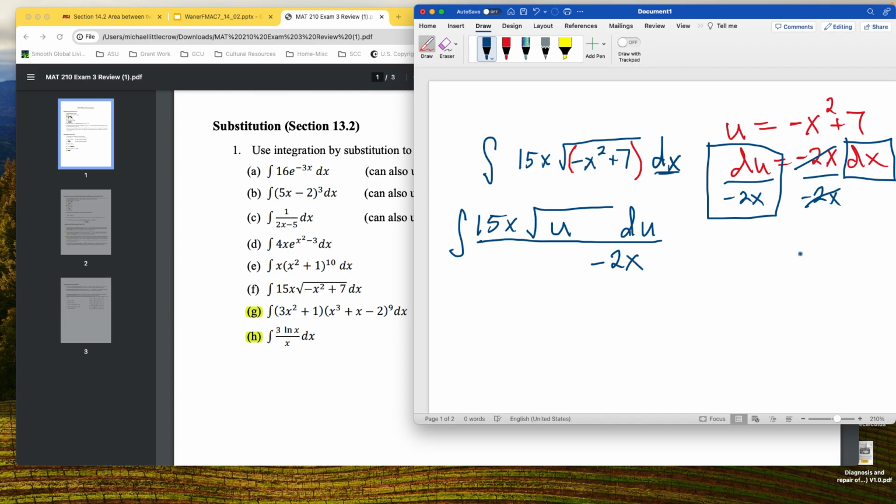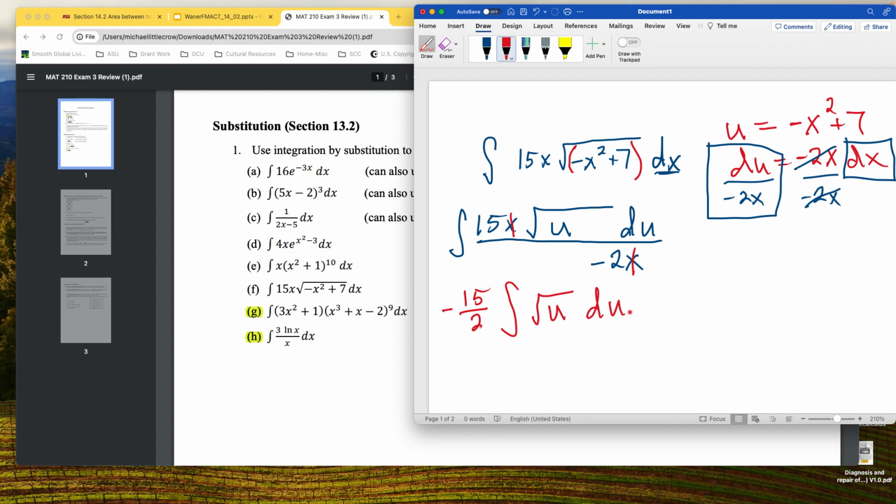Okay. And now it's not simple yet, but we see, oh, we got some algebra we can do. x divided by x is 1. And then I have 15 over negative 2. That's just a number, and it's being multiplied. So I can just say, okay, let's take it outside. Don't worry about it for now, and just multiply it at the end. And then we have, lo and behold, the very simple square root of u du.